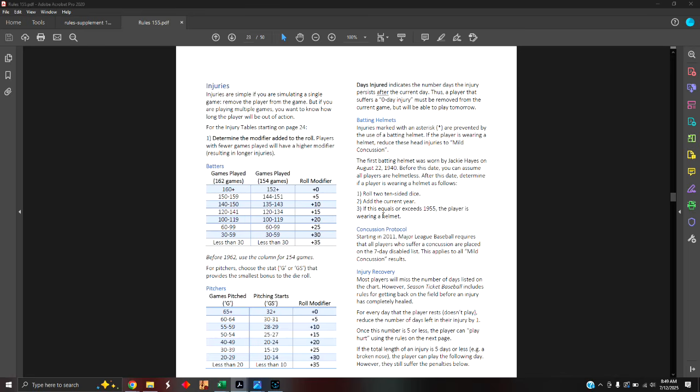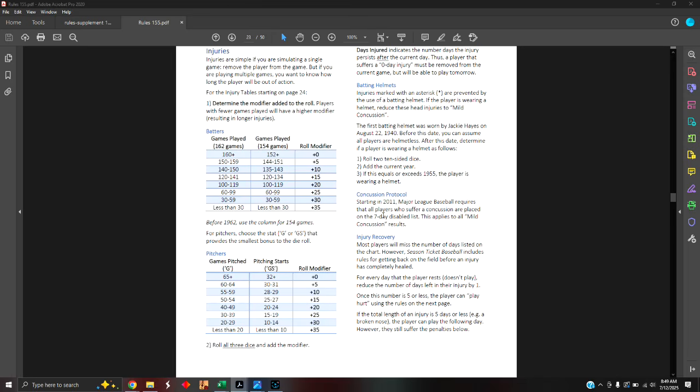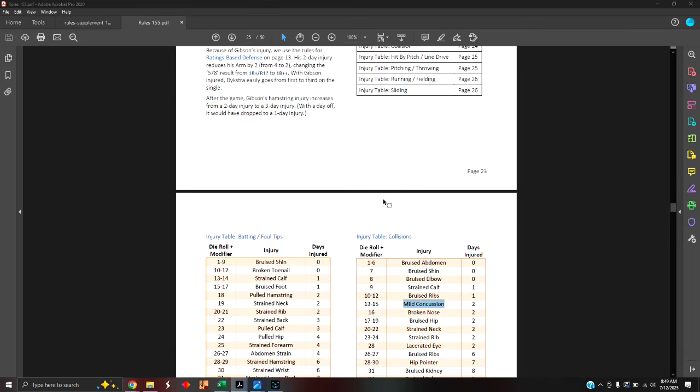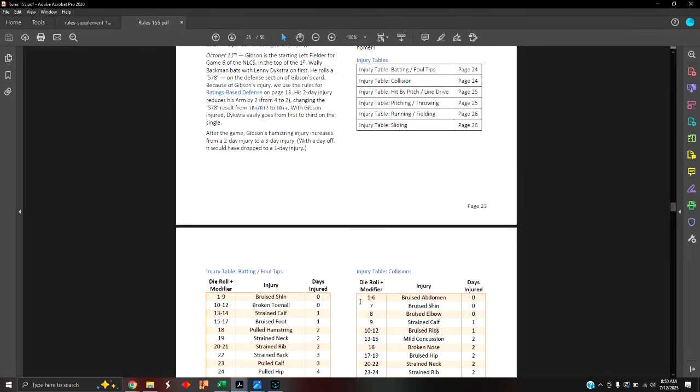So, injury recovery. As it says, players are going to miss the number of days listed on the chart. However, you can bring back players earlier than stated. Maybe you're thinking this yourself: my player has a pulled hamstring, 2-day injury, or my player has bruised ribs, 1-day injury. A lot of players play through that kind of thing and they don't miss time, right? They don't always miss time, I should say.